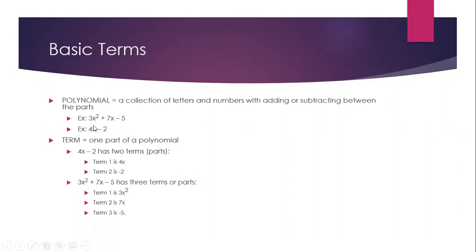So for example, 4x minus 2, so I'll say it again, 4x minus 2 has two terms, or parts. The first term, the first part is 4x. The second term, the second part is minus 2, or negative 2 in this case.